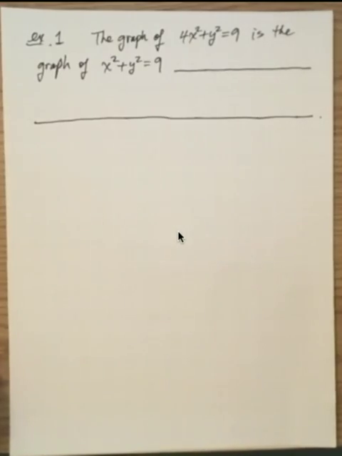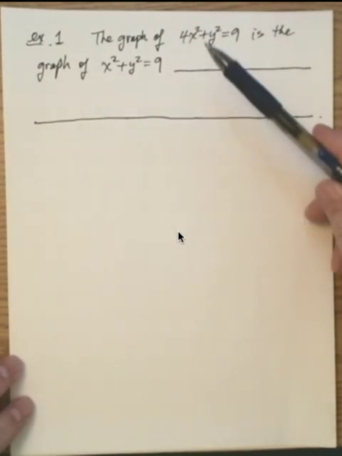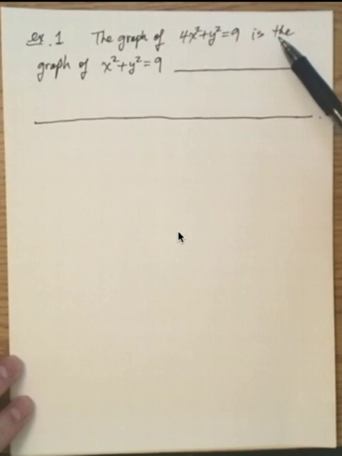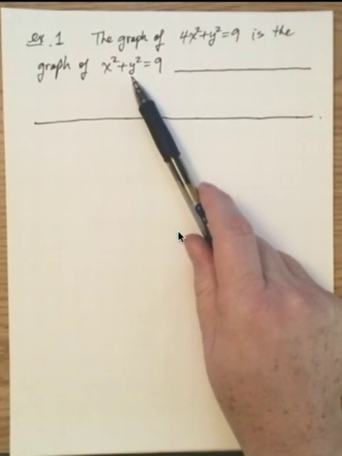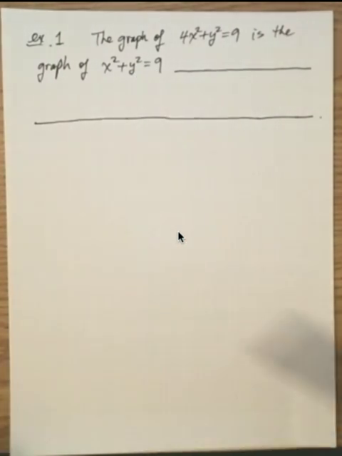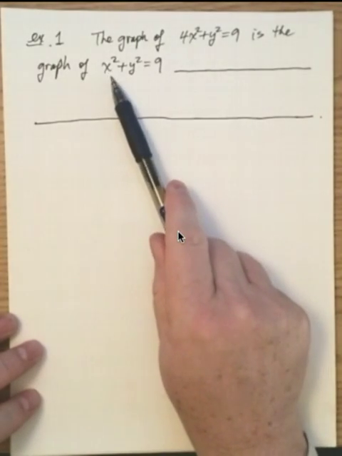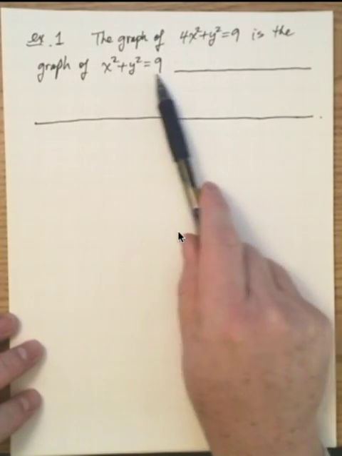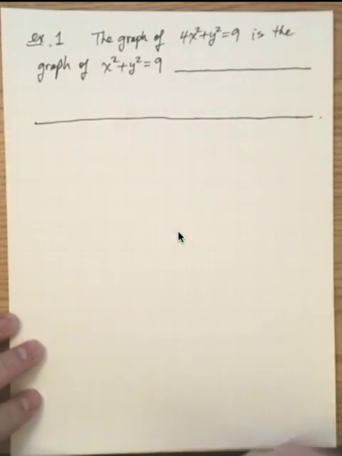Let's take a concrete example of this. Suppose I'm considering how the graph of 4x squared plus y squared equals 9 is related to the graph of x squared plus y squared equals 9. By the way, you guys can see that x squared plus y squared equals 9 is the circle centered at the origin with radius 3. How does this one compare to that? The first thing I'm going to do is start with this one. This is my original, and this is the one that's messed up.